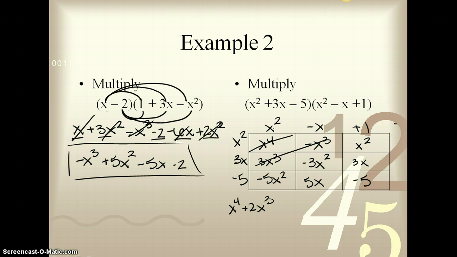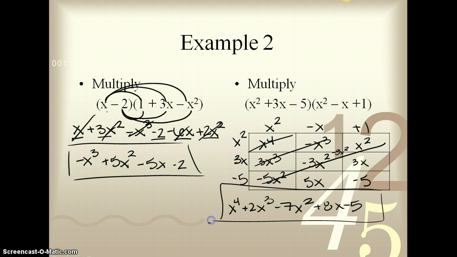So negative 5 minus 3 is negative 8. Negative 8 plus 1, so we have negative x squared, negative 8x squared, sorry. And then negative 8 plus 1 is a negative 7x squared. And then 5x plus 3x is plus 8x. And then minus 5 stays minus 5. And that would be the complete answer for that.